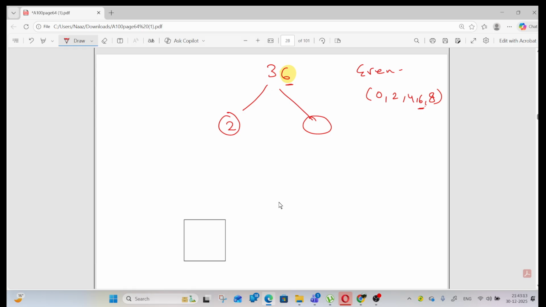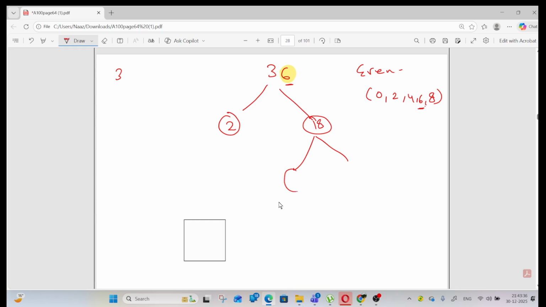Yeah, 36 divided by 2. Quickly, be quick. Yes, yes. So 18. Exactly, 18. Again, 18 is an even number, right? Because the last digit 8 is even.